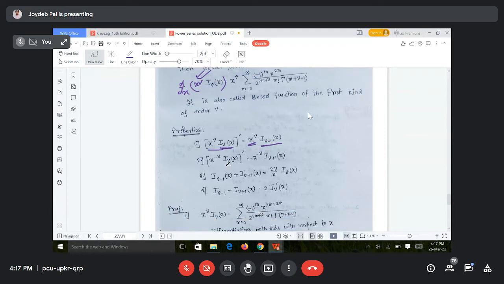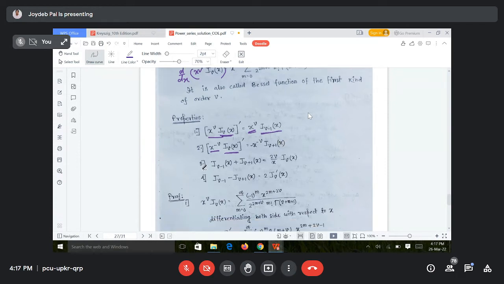Similarly, if we multiply J nu by x to the power minus nu, previously we multiplied x to the power nu. The next property says that if we multiply J nu by x to the power minus nu, and then differentiate it with respect to x, it will give minus x to the power minus nu J nu plus 1. Okay, the third result says that the addition of J nu minus 1 and J nu plus 1 is equal to 2 nu divided by x J nu x.